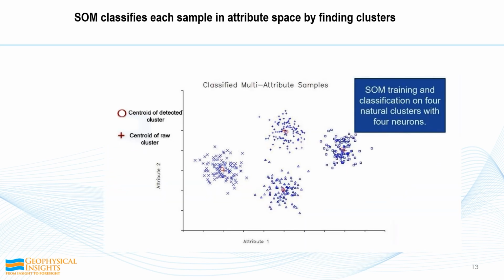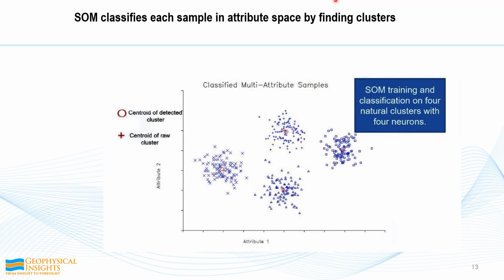SOM is a method that uses attribute space to classify seismic samples. In this example, I'm just plotting two attributes, 1 and 2, or X and Y, and you can see these have been classified into 4 clusters of multi-attribute samples. During SOM, within each cluster, we introduce new multi-attribute samples called neurons.